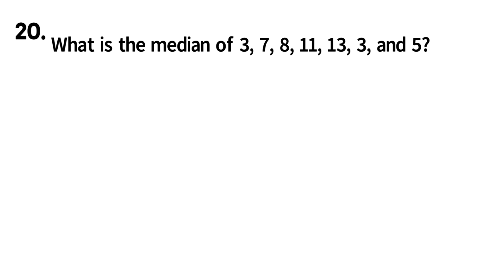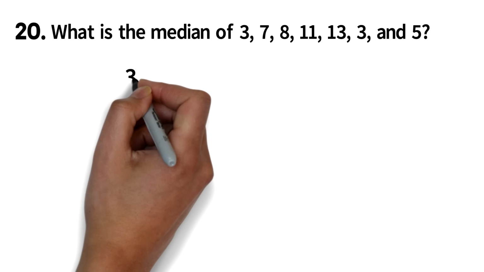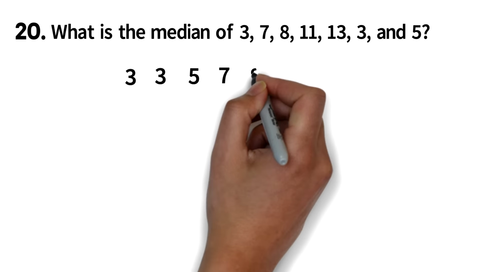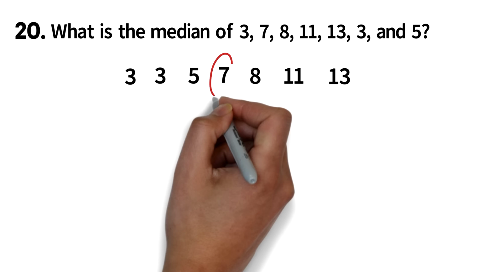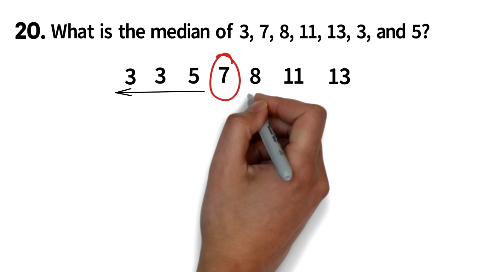What is the median of 3, 7, 8, 11, 13, 3, and 5? The median of a set of numbers is simply the middle number when the numbers are arranged. So here, I can arrange the numbers as 3, 3, 5, 7, 8, 11, and 13. So here, we can see that 7 will be the middle number. There are 3 numbers to the left and 3 numbers to the right.